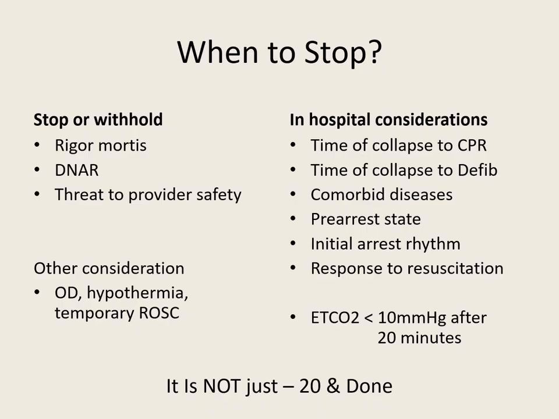In hospital considerations of when to stop are time of collapse to CPR, how long was it? Time of collapse to defibrillation if needed. How many comorbidities do they have? What was their pre-arrest state, stable, unstable? The initial arrest rhythm, what did they start at? V-fib, a pulseless V-tach, or they started out in asystole and PEA? And the response to resuscitation. Did the person lay there unresponsive for hours before somebody noticed?